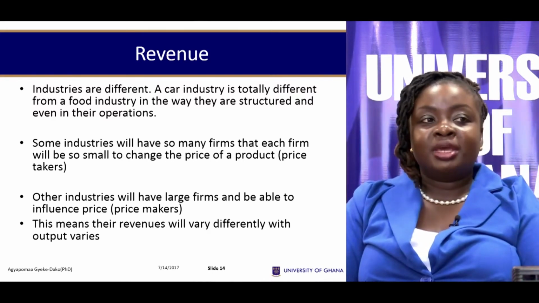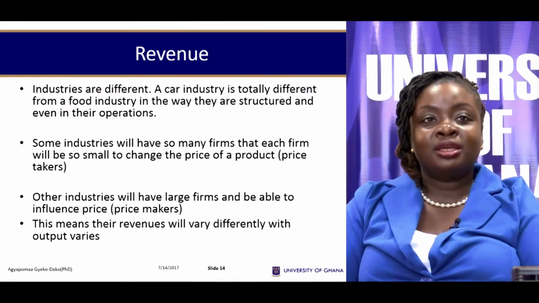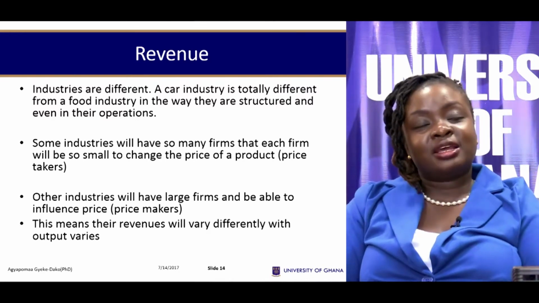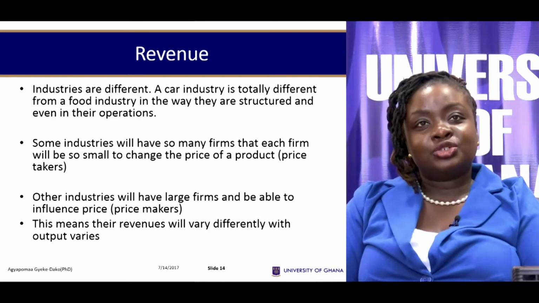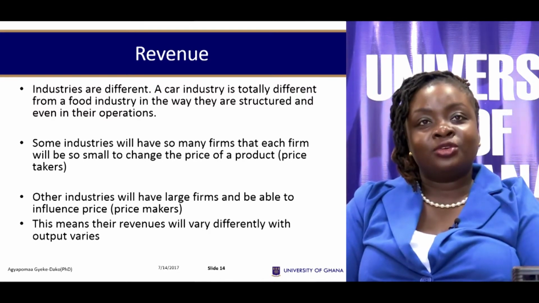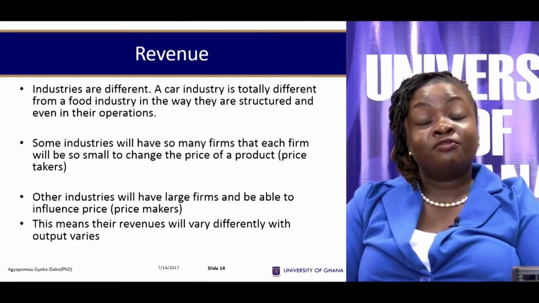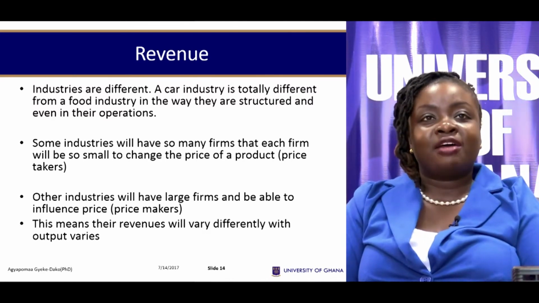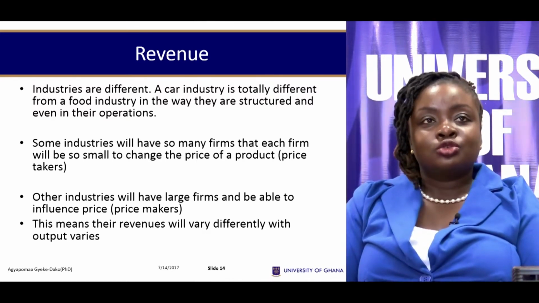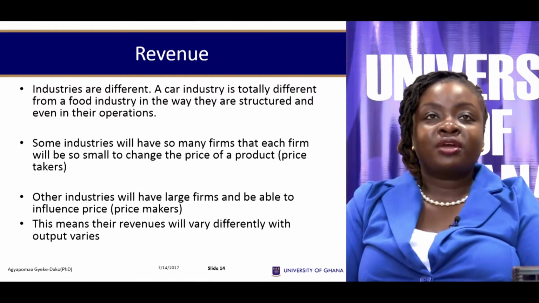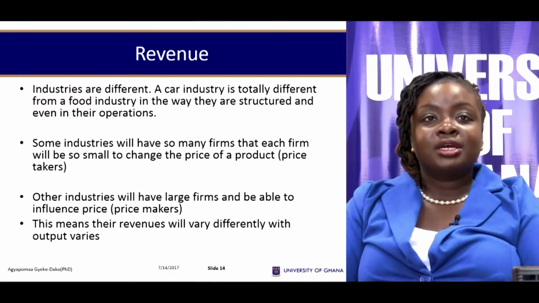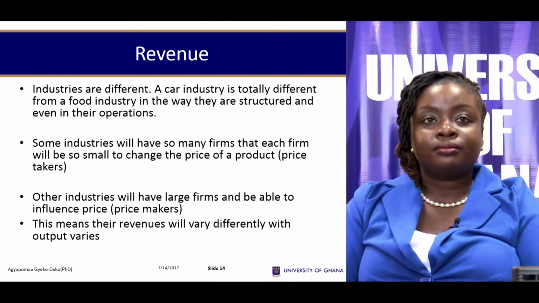A food industry may have many sellers. It may have many sellers that are very small. A car industry may have very few firms that are very, very large. So if we're dealing with revenue and looking at how revenue will vary with output, it's very, very important that we look at these industries differently.